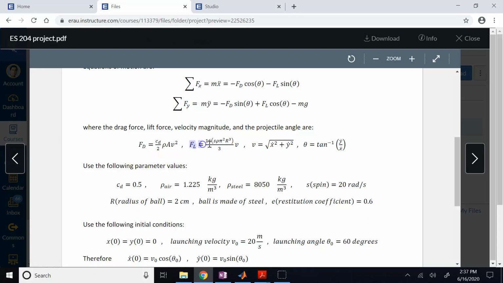The formula for lift is 16s times rho. Again, rho here is rho of air, s is the spin. Pi r squared, r is the radius, and v here is again magnitude of velocity. You see, lift is proportional to velocity to the power 1, while drag is proportional to velocity to power 2.